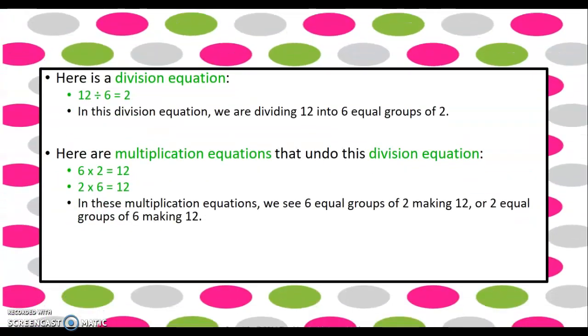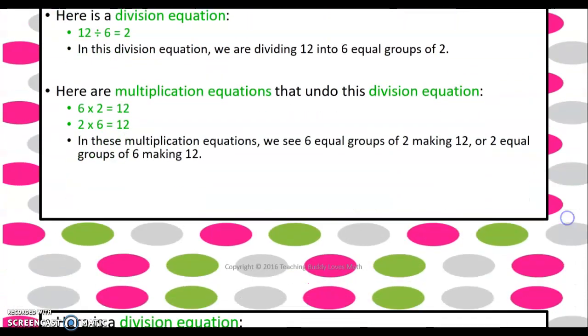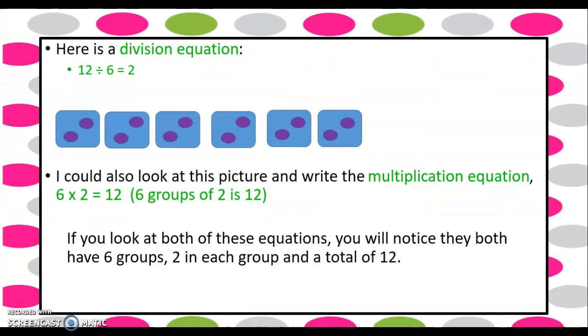Okay? So here's a division equation. Actually, let's skip that. Let's go to this lovely picture that I made instead. All right, here's a division equation. 12 divided by 6 equals 2. And you can see I have a picture of that. I've taken 12 dots and I've divided them into 6 equal groups, and that's 2 in each group.